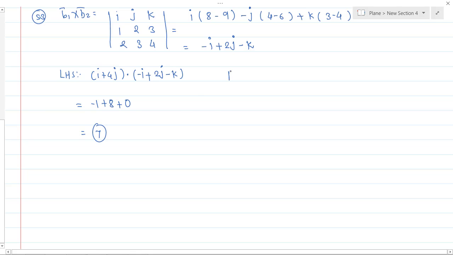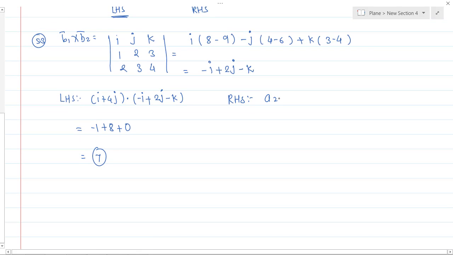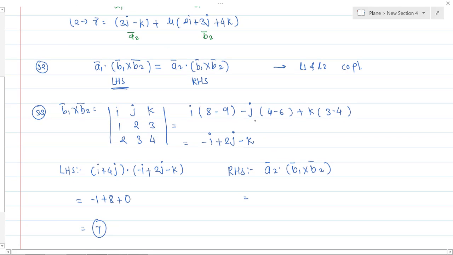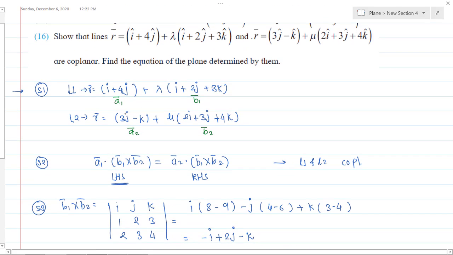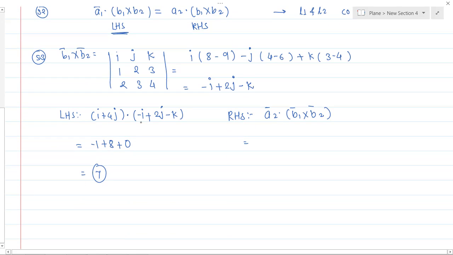Let's take the RHS, that is a2 bar dot b1 bar cross b2 bar. Substituting the values, a2 is 3j minus k, so it is (3j minus k) dot (minus i plus 2j minus k). That is 0 into minus 1 is 0, 3 into 2 is 6, and minus into minus is plus 1, so it again equals 7.